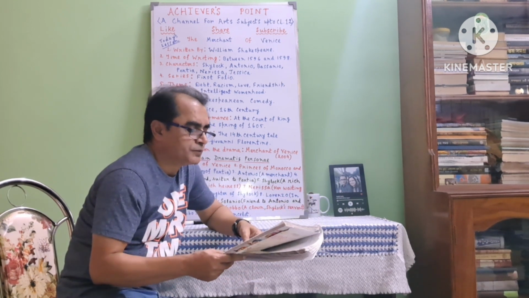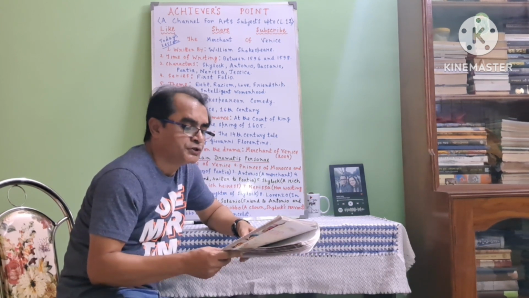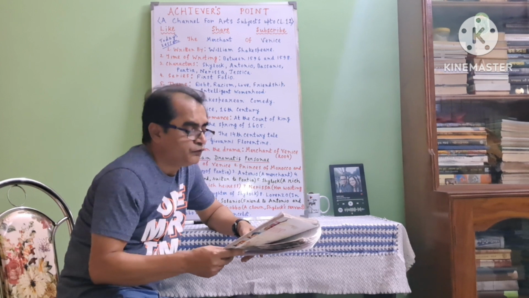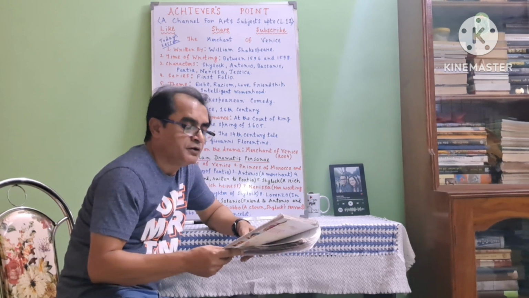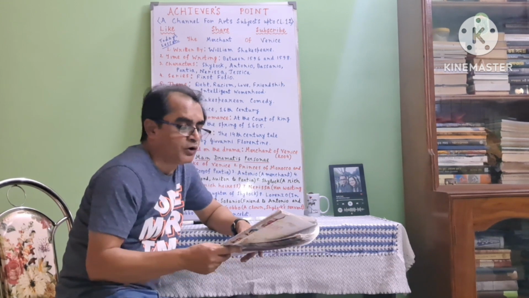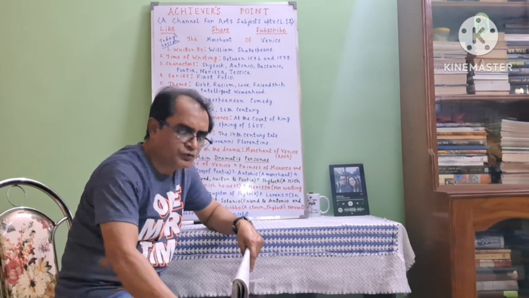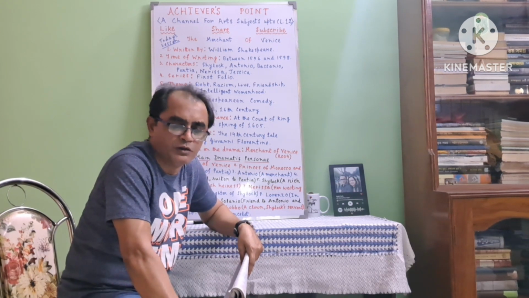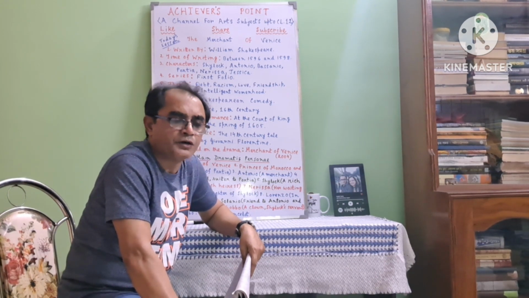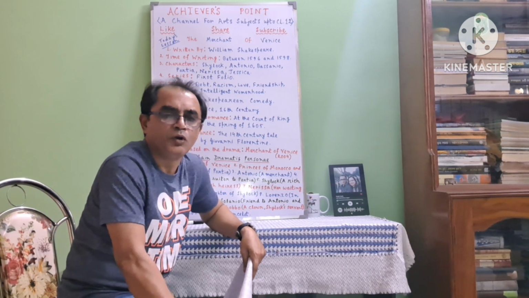Number 12 point, Bassanio confessed to Portia that he had no fortune. To that Portia said, "Myself and what is mine to you and yours is now converted." Bassanio confessed to his wife Portia, whom he married, that I don't have the money. But Portia said, it does not matter, whatever money I have, it belongs to you also.